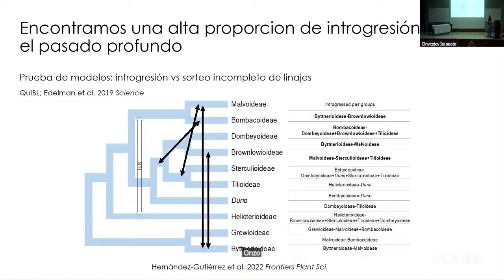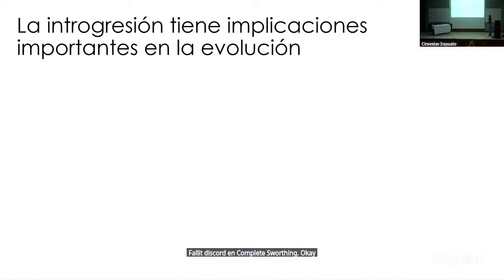Also, I want to mention that those genes are from the nucleus, and so it's not plasmid inheritance. And another thing is that this is just a model testing to see how much introgression versus incomplete lineage sorting is there, causing phylogenetic discordance. And so it's more about introgression and not so much about incomplete lineage sorting. Okay, so the interesting thing about introgression is that it has really important implications in evolution.